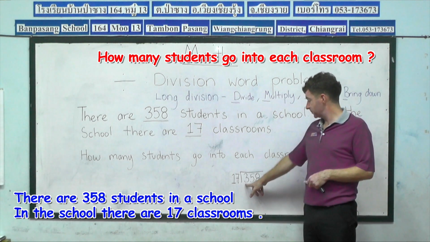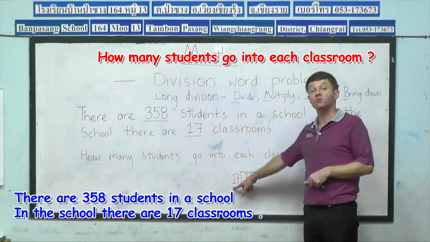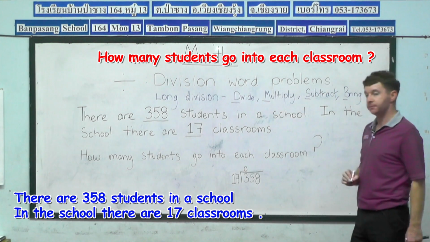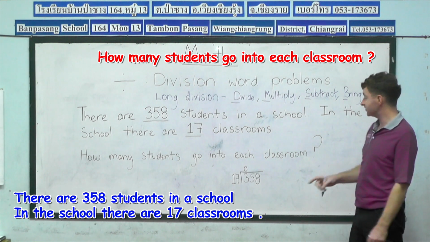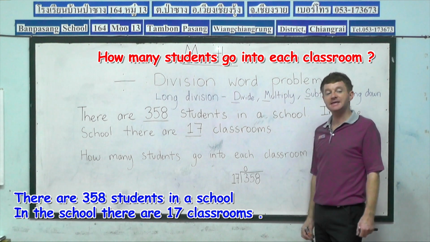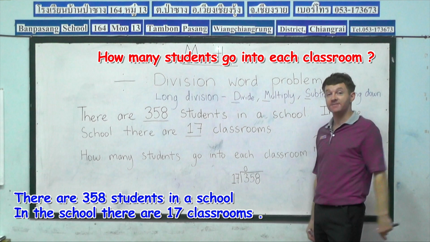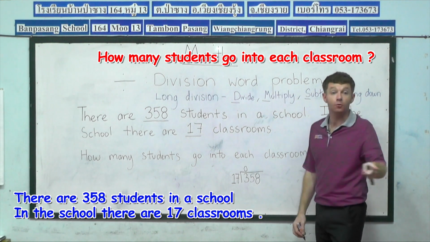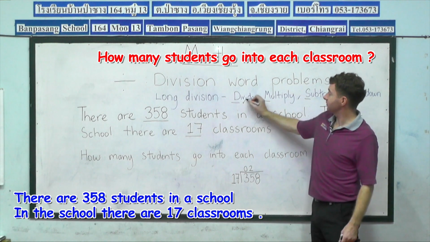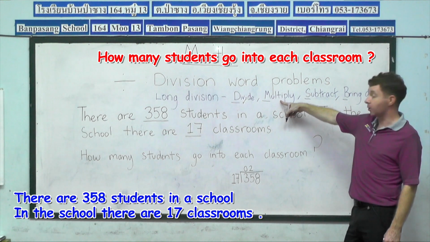Okay, so now it's time to calculate. And as we know, a one-digit number will always be too small to use with a two-digit number. So above the first digit, we can always write 0. But then we need to ask ourselves, 35 divided by 17. How many times does 17 go into 35? And the answer is 2. So we can write our answer. That's step 1, divide.